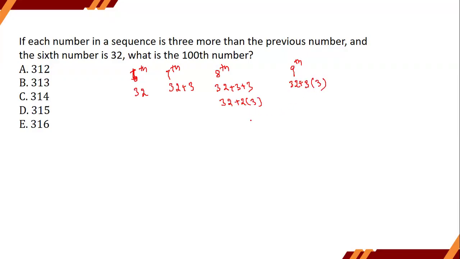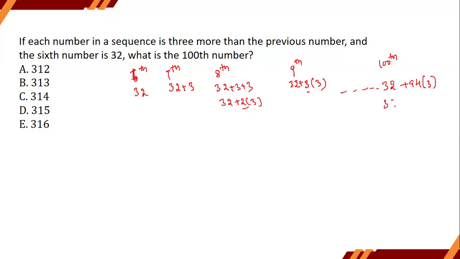Now, after writing these three or four terms, can we make out that there is some pattern over here? Yes, because when moving from the 6th to the 7th term, there is a jump of 3. From the 6th to the 8th, there is a jump of 2 threes. From the 6th to the 9th, there is a jump of 3 threes, right? So what does that mean? That means for the 100th term, there will be a jump of how many threes? There will be 32 plus 94 jumps of 3, right?